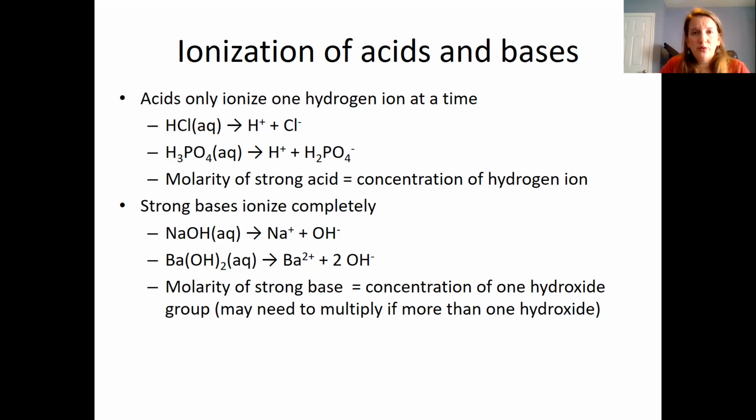If you see here, we have two examples, sodium hydroxide and barium hydroxide. Let's say that we have a 1.5 molar solution of both of those. In the sodium hydroxide, if it's a 1.5 molar solution, we would have a 1.5 molar solution of hydroxide ions because it's ionized completely. But in the barium hydroxide, we would have a 3.0 molar hydroxide ion solution because when it ionizes completely, there are twice as many hydroxide ions as there were for one barium hydroxide formula unit. So you would have to multiply that concentration by the number of hydroxide ions in the solution for strong bases.